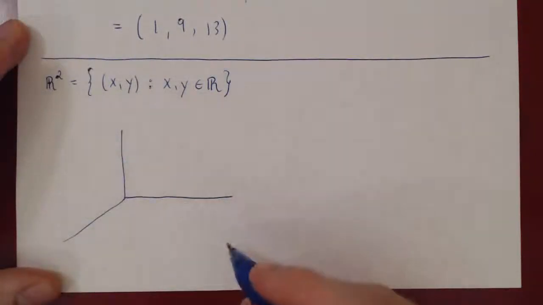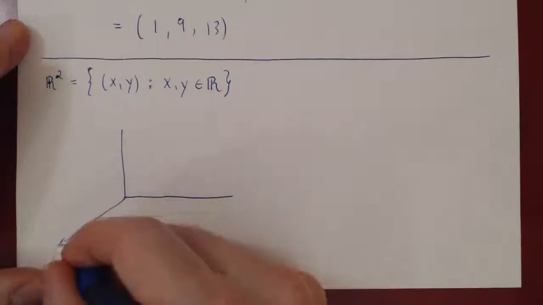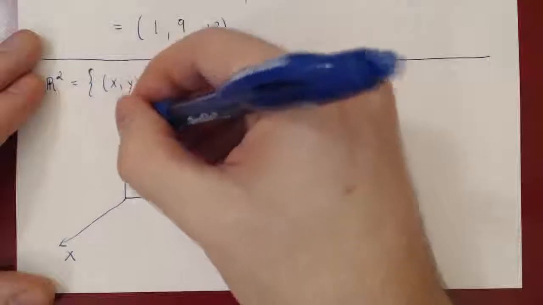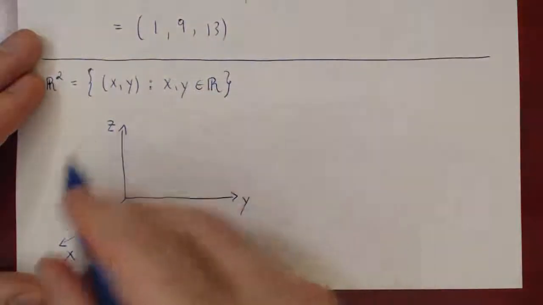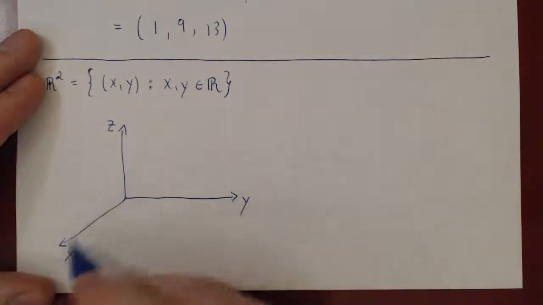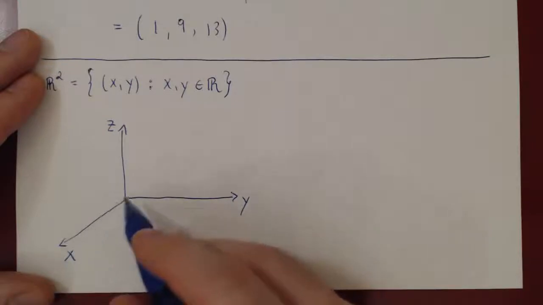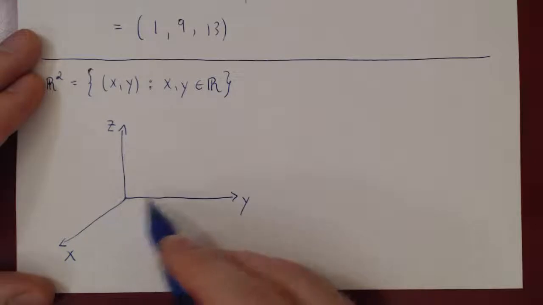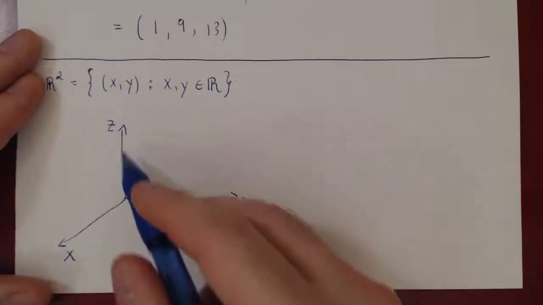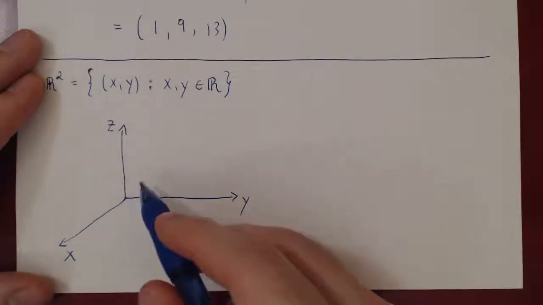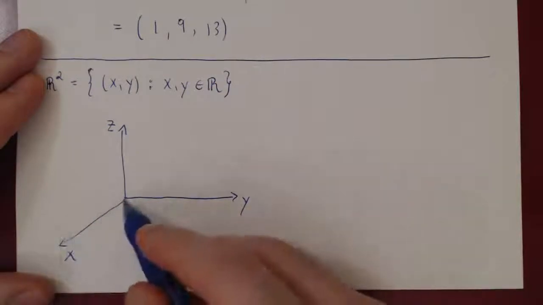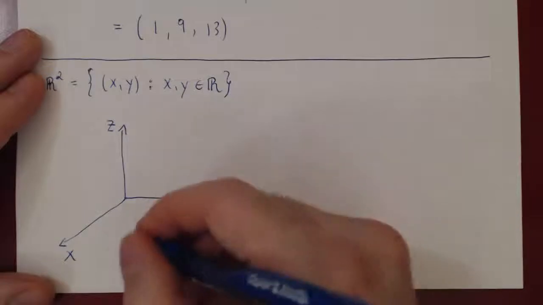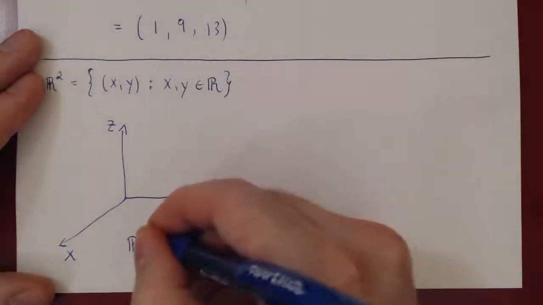All these axes are perpendicular, and we usually denote this as the x-axis, this as the y-axis, and this as the z-axis. We'll always use this coordinate system. So the x-axis, y-axis, z-axis: you can imagine the y and the z-axis being on the page, perpendicular to each other, and the x-axis sticking out of the page at a 90-degree angle. So this is the 3-dimensional space R3.